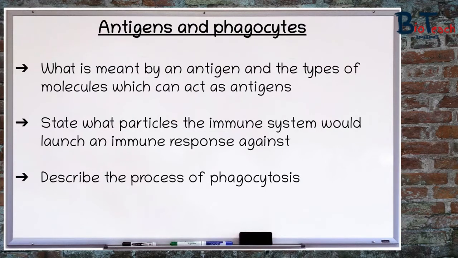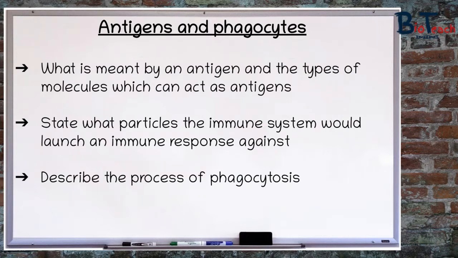The first thing we need to address are some key terms. I first want to talk about what is meant by an antigen and what types of molecules can act as antigens, and then I'll move on to how an immune system response is launched, and finally look at the step-by-step process of phagocytosis. I've also got some exam questions at the end that can help you practice your new learning.